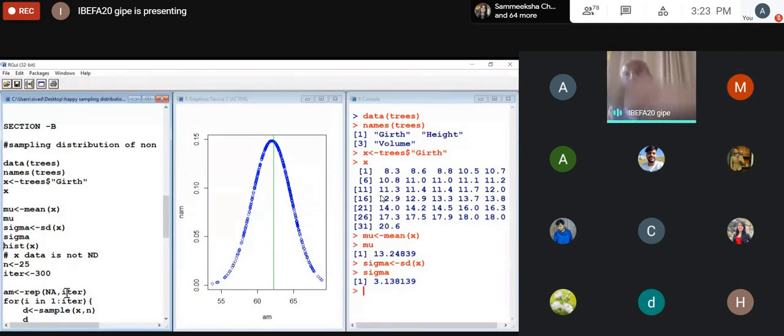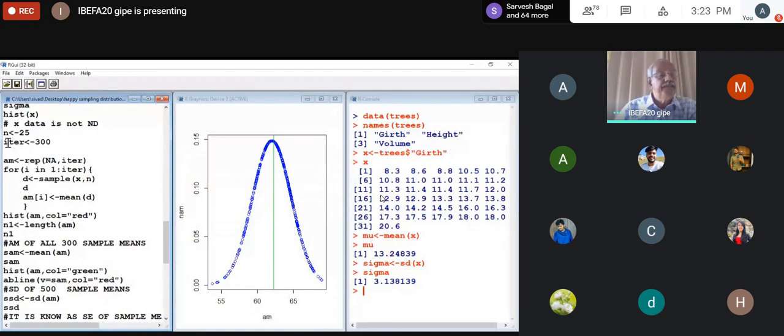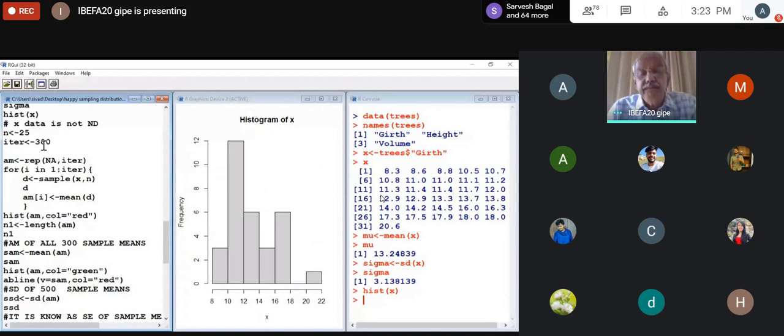So this data is parallel to that, but the graph is not normal. Why? Let us see the histogram which I plotted. Is it a normal graph? No, sir. So here my original data is not normally distributed.